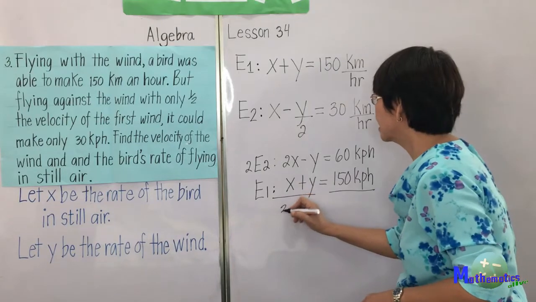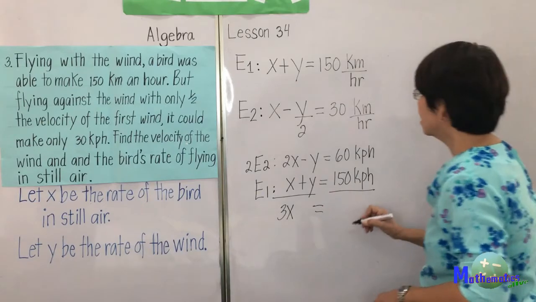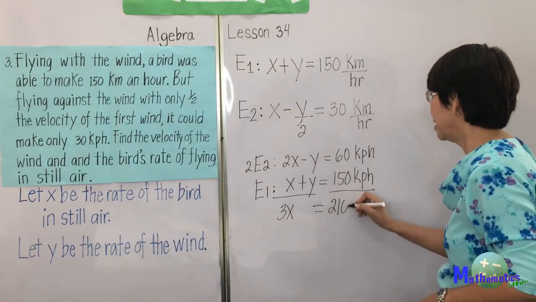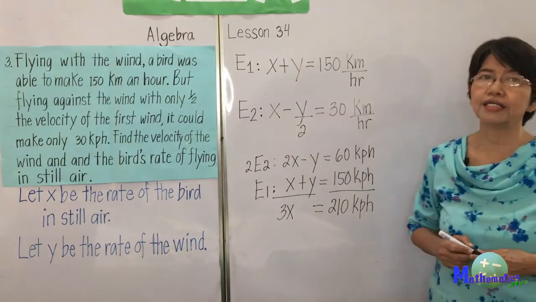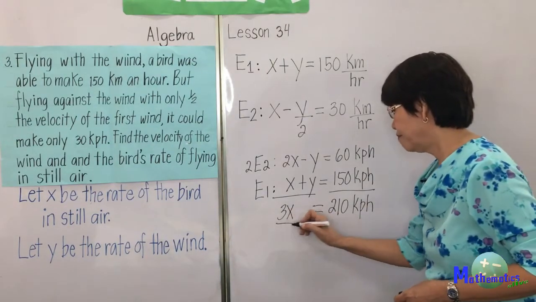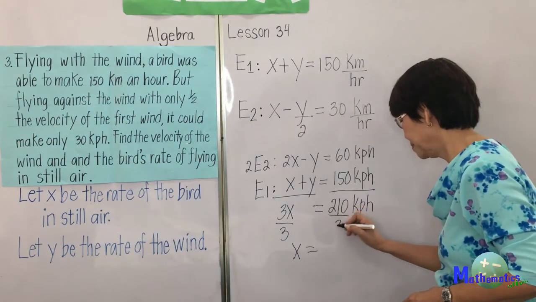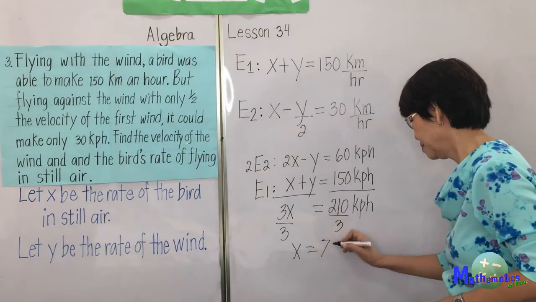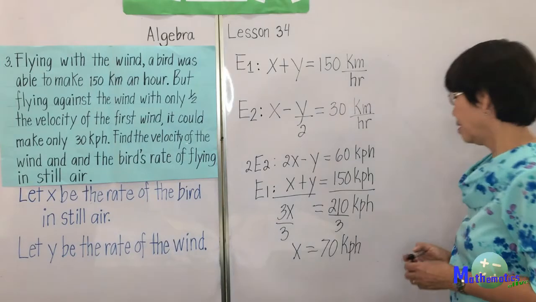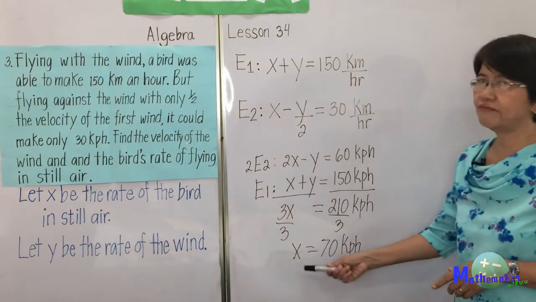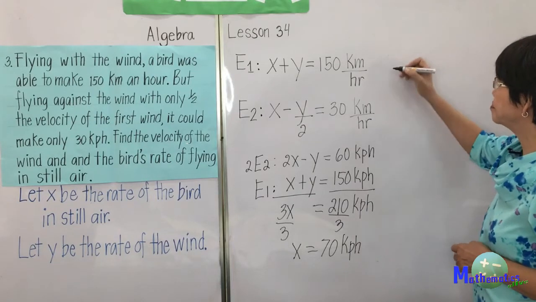Then directly add the two equations. We have 3x plus 0 equals 210 kph. Then dividing both sides by 3, we have x equals 70 kilometers per hour.